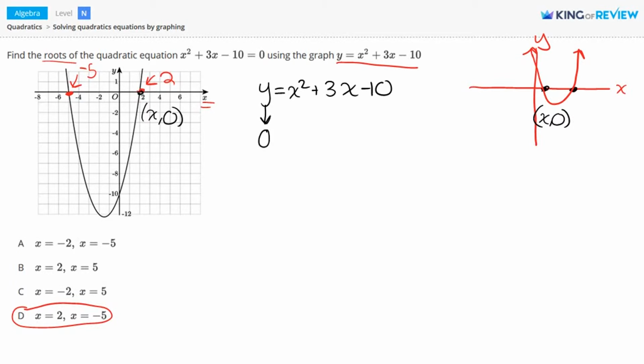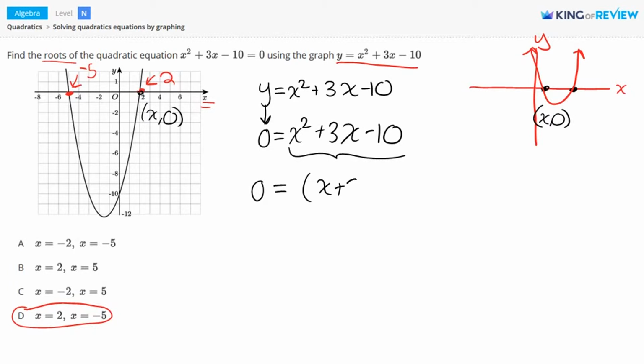So let's apply that to our equation. Let's set y equal to 0. When we do that, we get 0 equals x squared plus 3x minus 10. Now solve for x. We can factor this portion here. We get 0 equals x plus 5 times x minus 2. And I get this by using the box method.